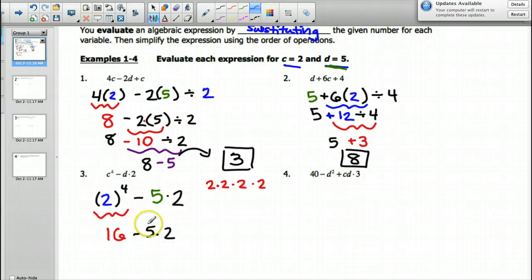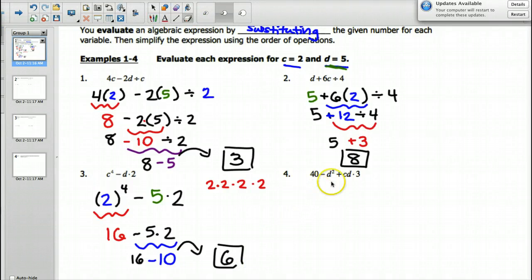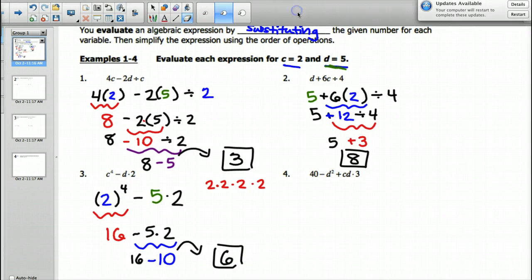Next, I can do my multiplication. I have a negative 5 times 2, which is negative 10. So this gives me 16 minus 10. 16 minus 10 becomes positive 6. Okay, for the next one, we have 40 minus d squared plus c times d times 3.